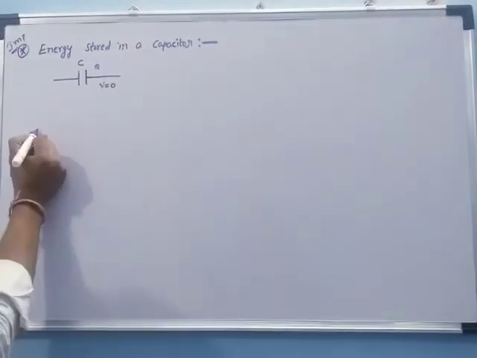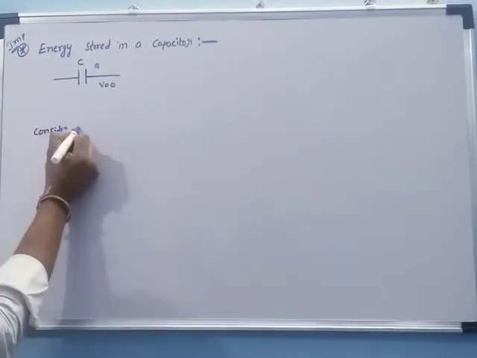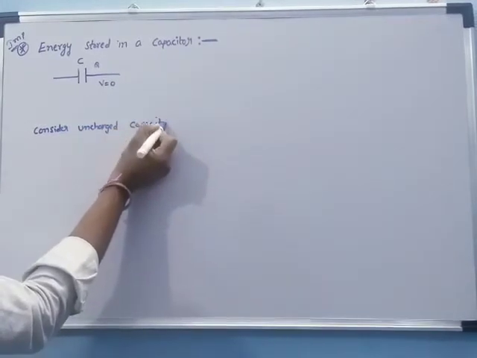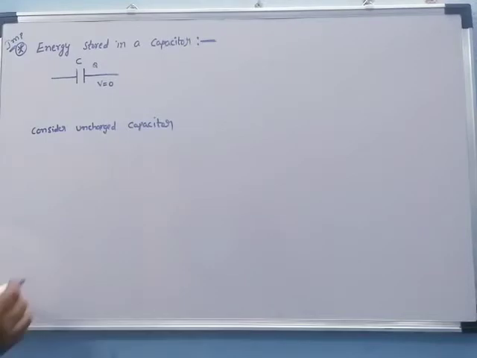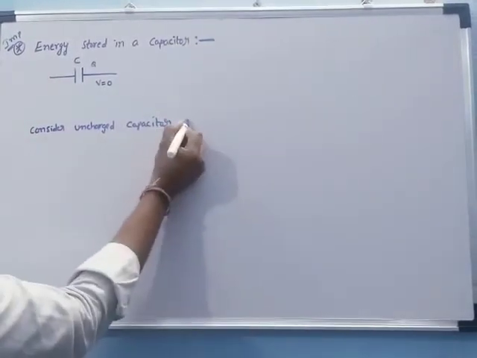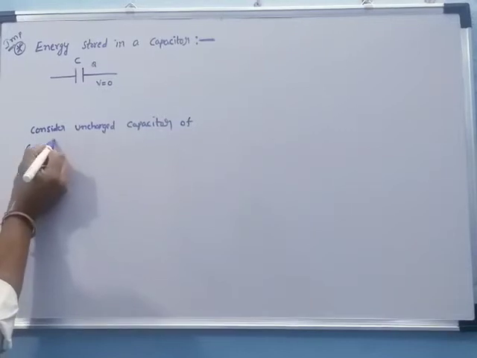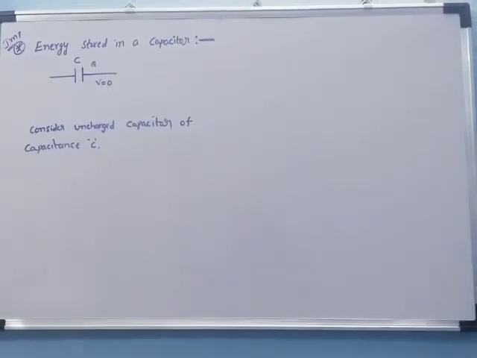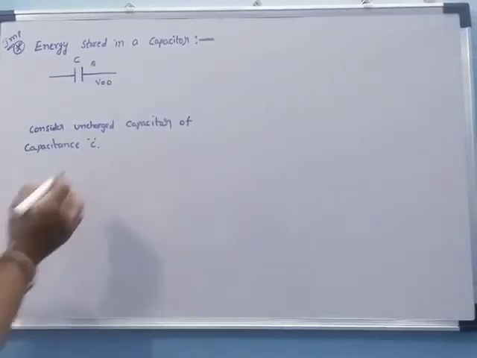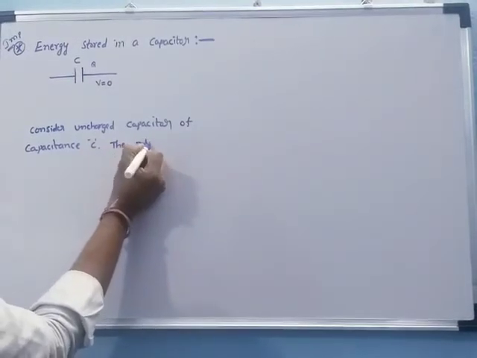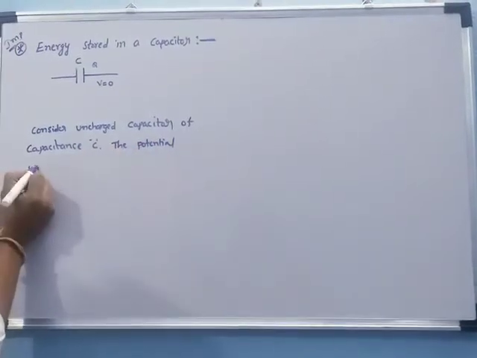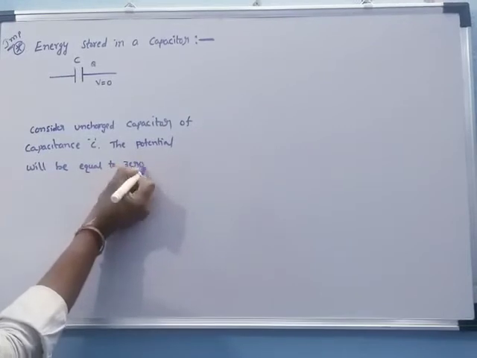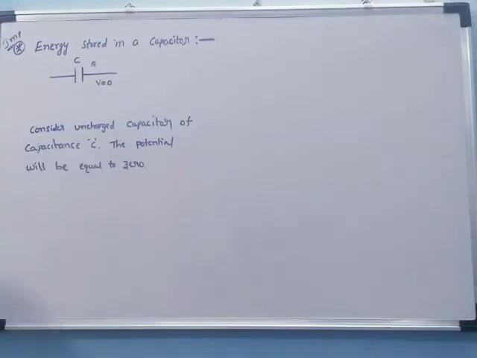So consider an uncharged capacitor of capacitance C. The potential will be equal to 0, which means it is not connected with a battery.